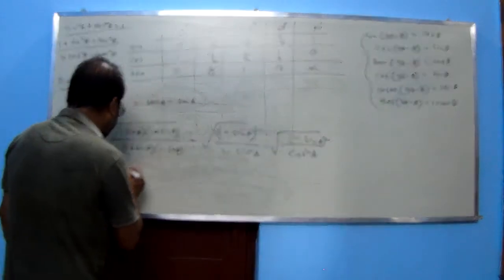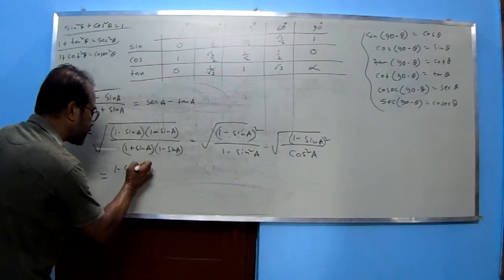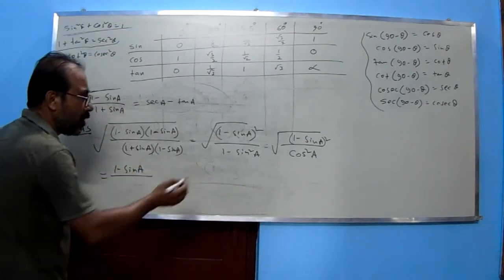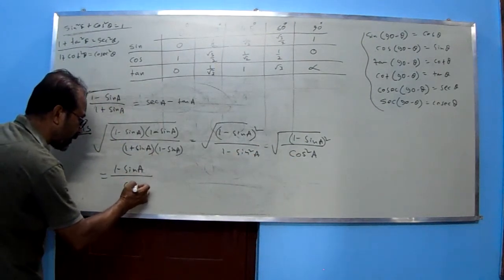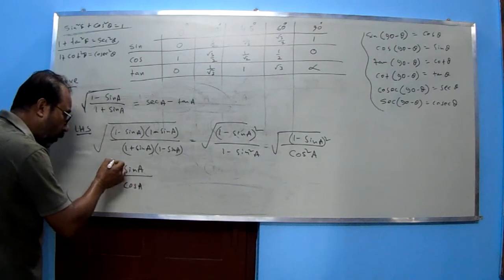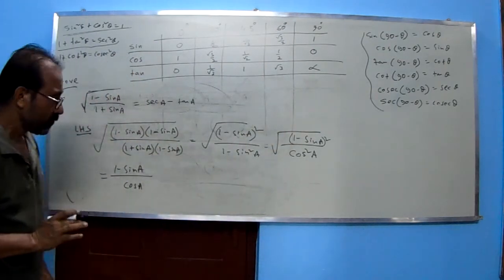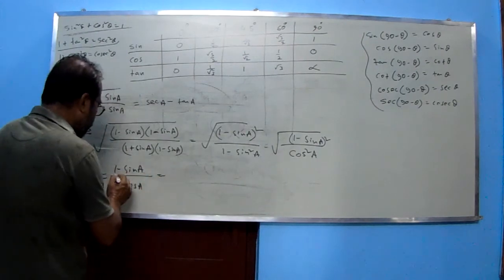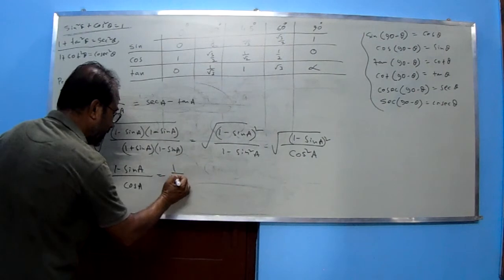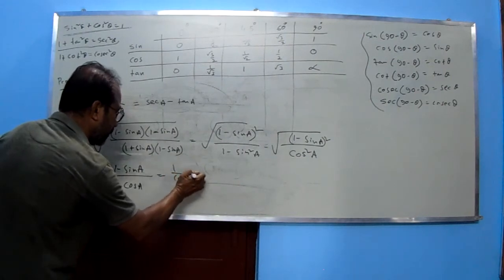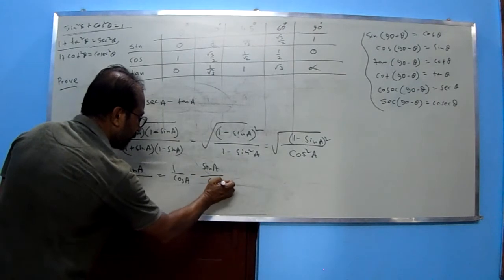So 1 minus sin a whole comes out of the root, divided by cos square a, which means cos a into cos a, one cos a comes out. So 1 minus sin a by cos a, the root is omitted. Now once the root is omitted, it can be written as 1 by cos a minus sin a by cos a.